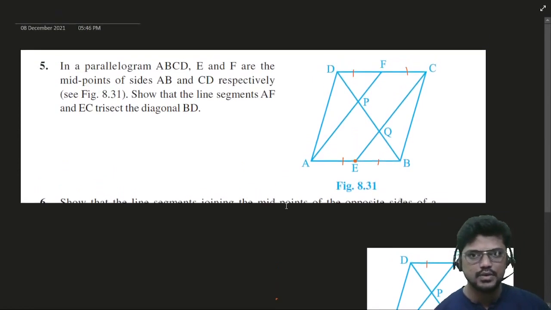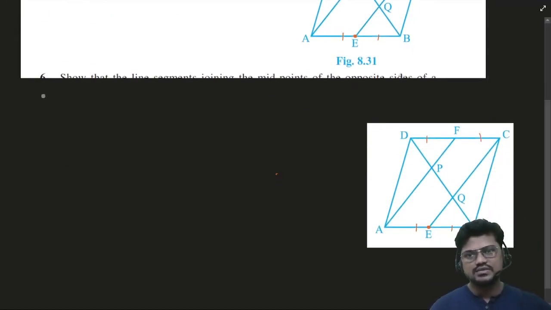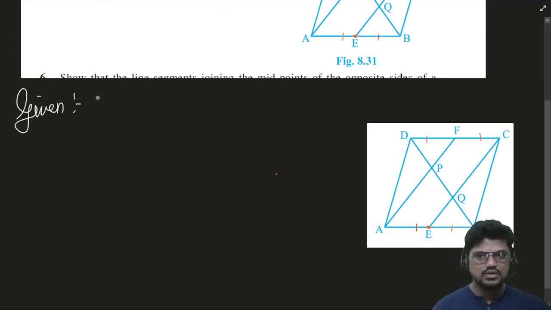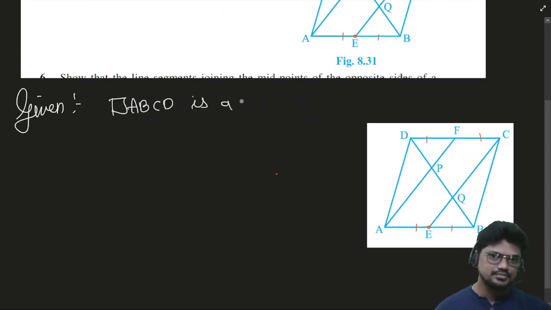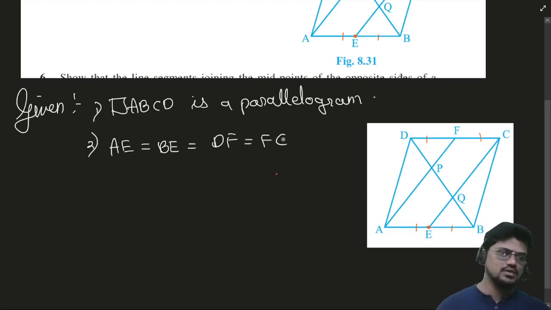And E and F are the midpoints of sides AB and CD respectively. Show that the line segments AF and EC trisect the diagonal BD. Right. Now what is given over here? Let's write the given, to prove and all. What is given? Quadrilateral ABCD is a parallelogram. This is what we know. Also, the next thing which is given is, since E and F are the midpoints, therefore AE will be equal to BE will be equal to DF will be equal to FC. Right?